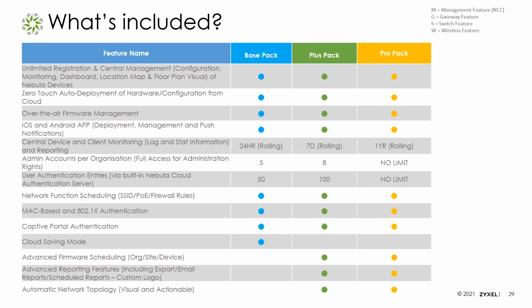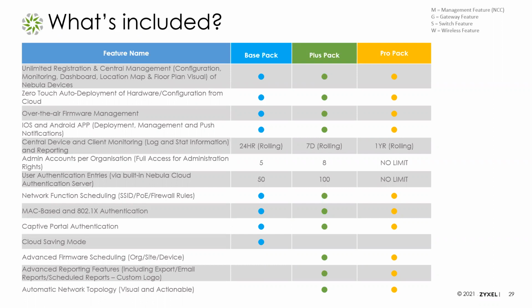We also host our own cloud authentication server. So this can be used for MAC filtering, 802.1x authentication, and DPPSK. The free version of Nebula only gives you 50 entries into that database. Plus Pack gives you 100 entries into that database. And then Pro Pack gives you an unlimited number of entries into that database.